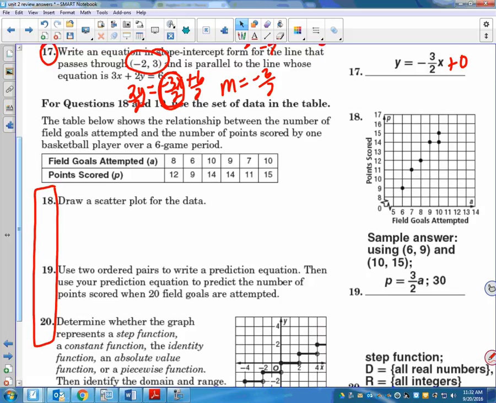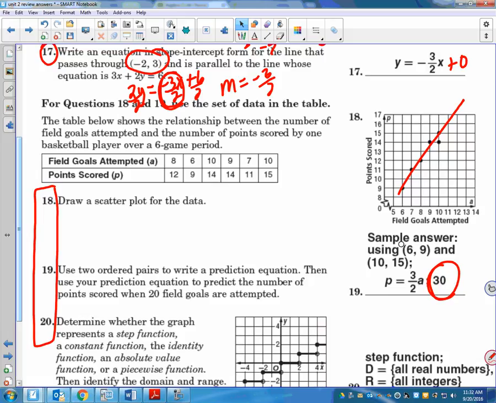So number 18, you should be able to look and see that your points are about the same. That's not so hard. The hard part is number 19. It says, use 2 ordered pairs to write a prediction equation. That's that line of best fit. So you want to think about your line of best fit here, roughly speaking. Remember, you want it to go through as many points as possible. You want the points above it to be about the same as the points below it. And then your answer could be different than the book's answer for number 19. But how do you know if your answer's close? If you predicted and got something close to 30, that's how you know if you did your equation right.